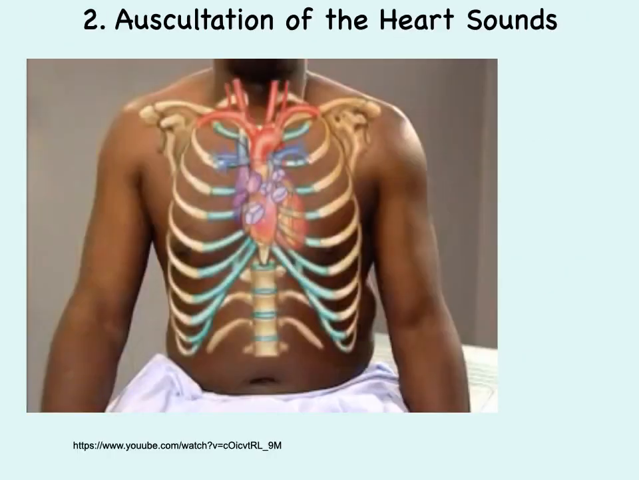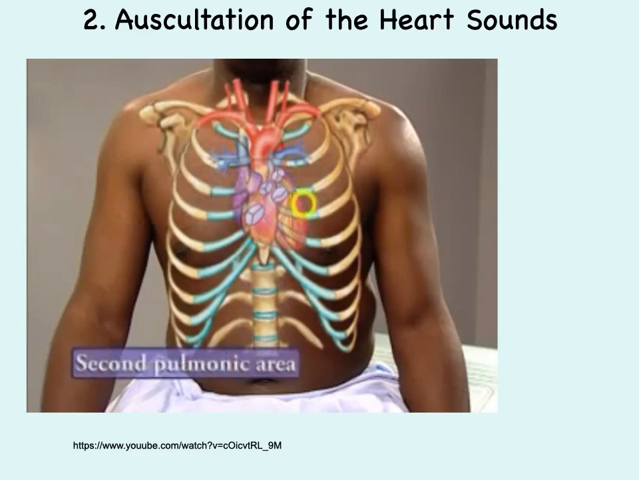These include the aortic area, in the second intercostal space at the right sternal border, the pulmonic area, in the second intercostal space at the left sternal border, the second pulmonic area, in the third intercostal space at the left sternal border, the tricuspid area, in the fourth intercostal space at the left sternal border, and the mitral or apical area, in the fifth intercostal space at the left midclavicular line.